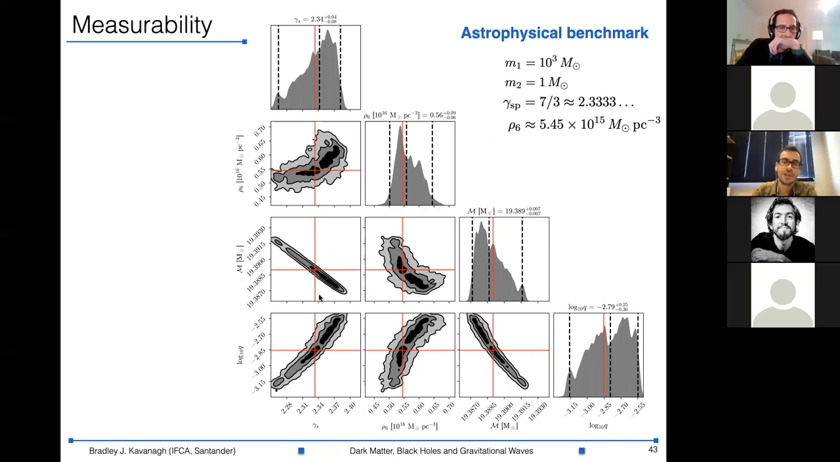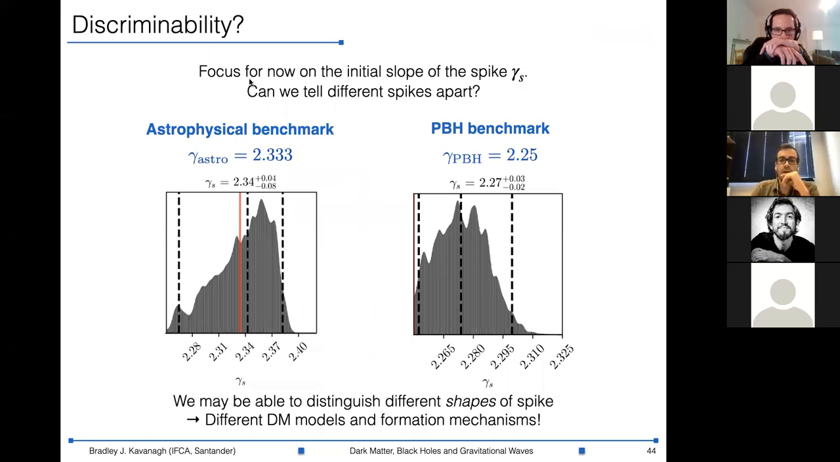The real question, or the interesting thing to ask, is what can I learn from measuring these parameters? We'll focus for a second on this one here, the slope of the density profile. This is what I reconstruct for the slope of the density profile if I have the astrophysical benchmark as my data, and on the right, the primordial black hole benchmark. These have two different expected values for the slope of the density profile, and I find that I can discriminate between the two models.